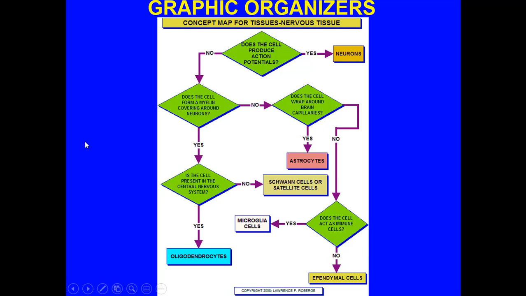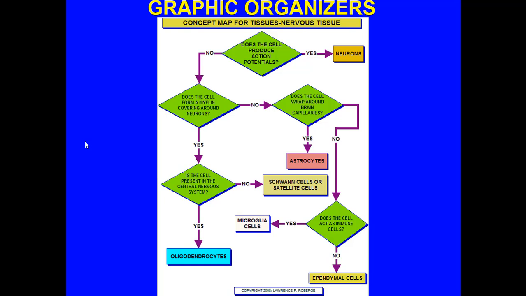Now, this concept map I produced before, and I encourage you earlier in the course to print it out. You can use this as a review tool. It's going to be very important. And it's basically like a dichotomous key. It asks you a question, you go down a certain pathway, whether it's yes or no. Does the cell produce action potentials? Yes, then it's a neuron. If it's no, then you start asking a subsequent series of questions.